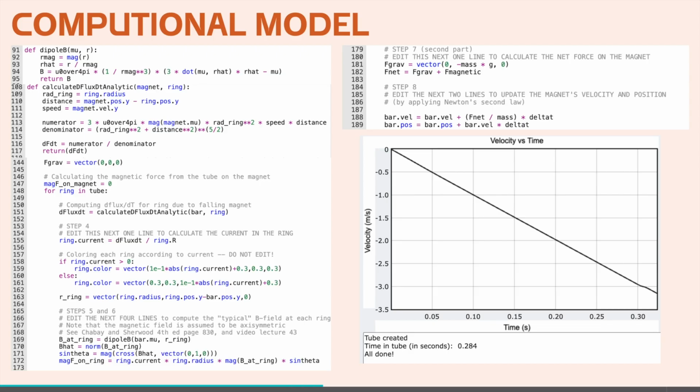In my computational model, I treated the magnet as a point dipole and the tube as a stack of conductive rings. I calculated the magnetic field, the induced current in each ring, and the force acting on the magnet. To simplify the model, I assumed the rings don't interact, the material is uniform, air resistance is negligible, and the magnet behaves like an ideal dipole.